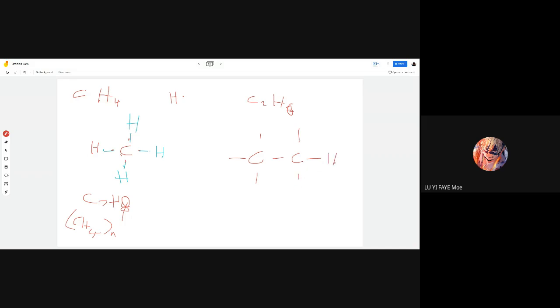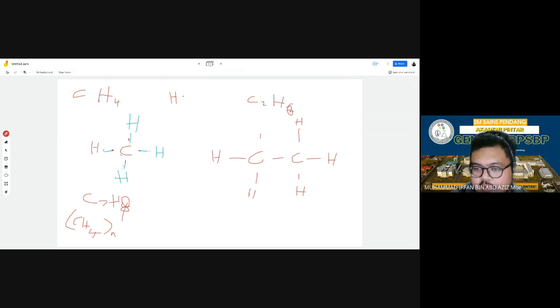But I thought that C2H6 is also single bond. Okay, that's why kita kena draw dulu. Is it a single bond or not? So, C has 4 valence electrons: 1, 2, 3, 4. C2H6. Sekejap, C2H8. Okay, C2H6. This is wrong kot, this question. Sekejap, let me check.